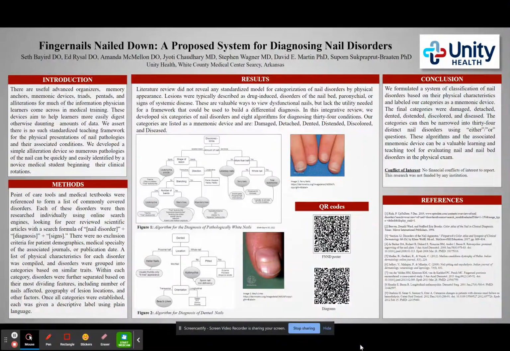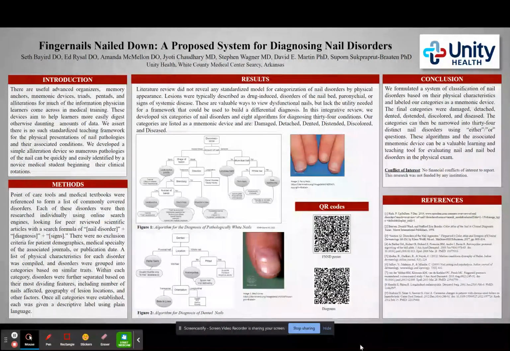This project started when I was a third year medical student, going through my clinical rotations and noticing that my internal medicine attendings would use nail bed disorders and nail bed findings, both in the fingernail and the toenail, to come to conclusions about the systemic disease processes that our patients had.